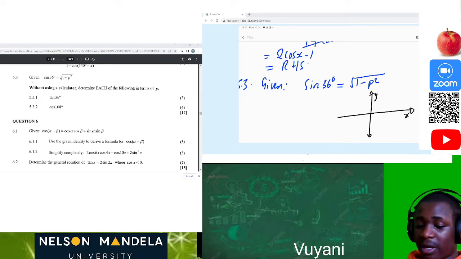Since we are given this, we can see that this is in the first quadrant, because 36 degrees is in the first quadrant, because it's an acute angle. Then this is our 90 degrees. So we are given this. So what do we know about sine?